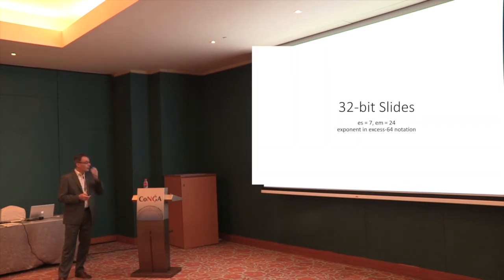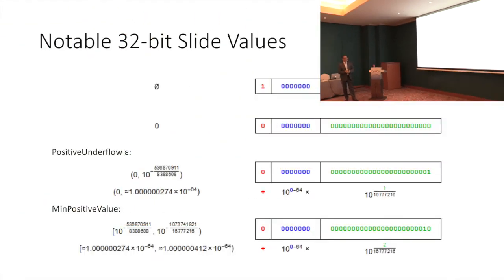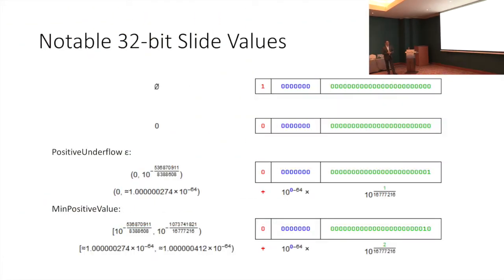Now, from the general to some more concrete slide values, the 32-bit slide values. I show a few examples here of concrete values. So everything 0 is 0. Mantissa 1 is the underflow, and the first regular value is with Mantissa 2.